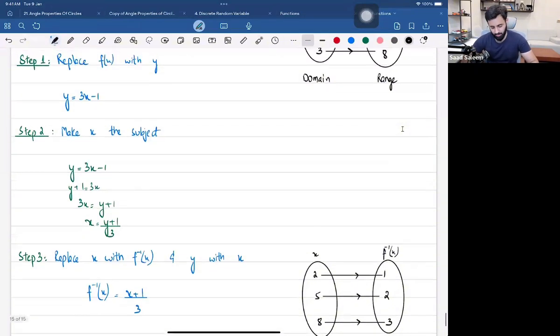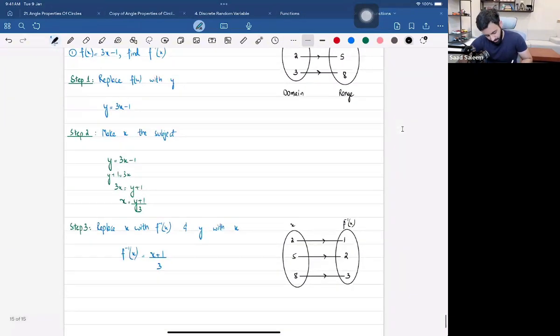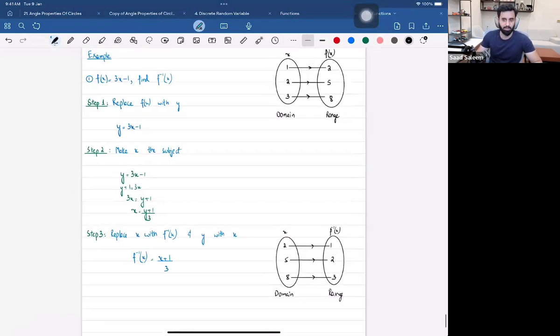So did you observe something? This was the domain of the inverse function, and this is the range of the inverse function. Make an observation. I'll zoom out so you guys have enough information to do that.